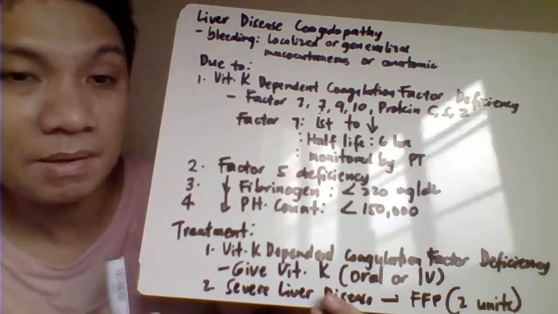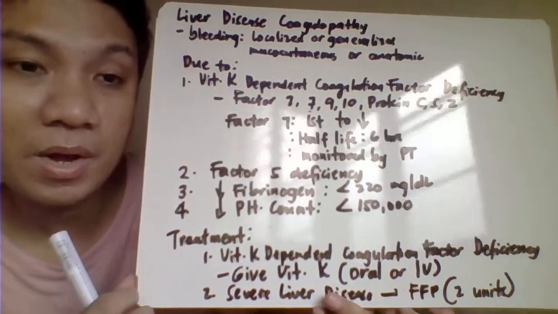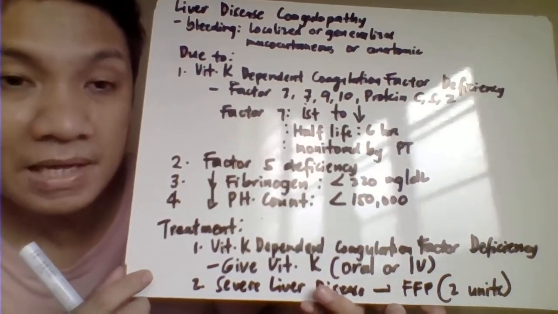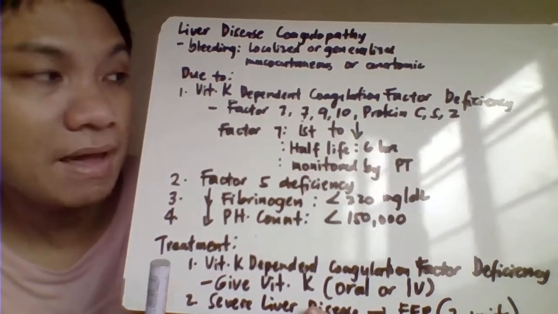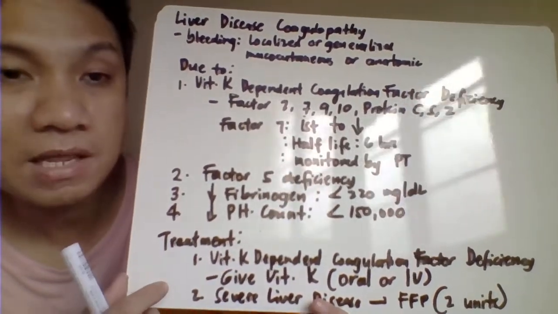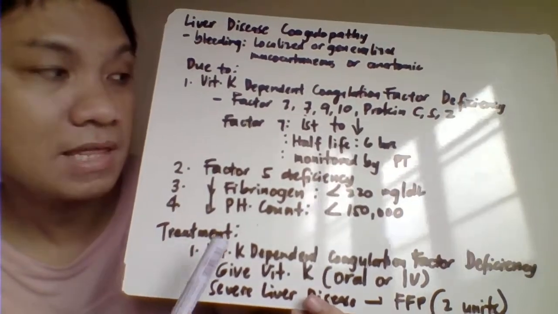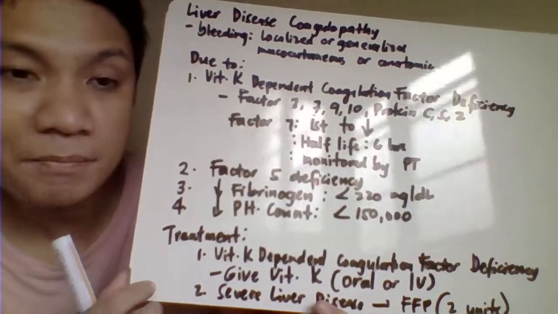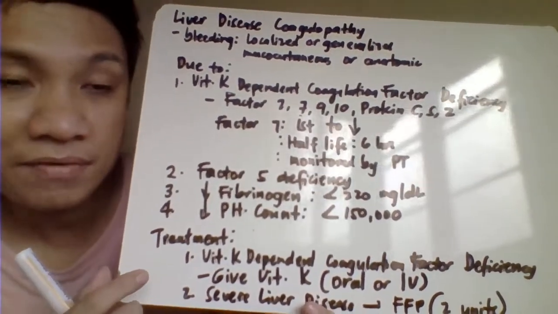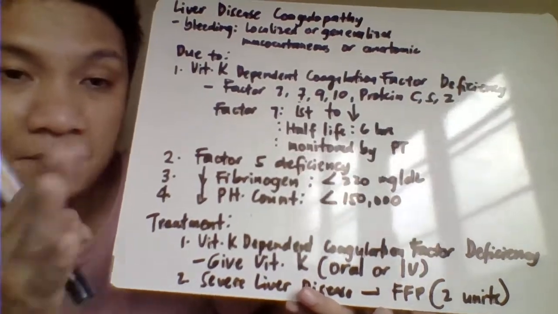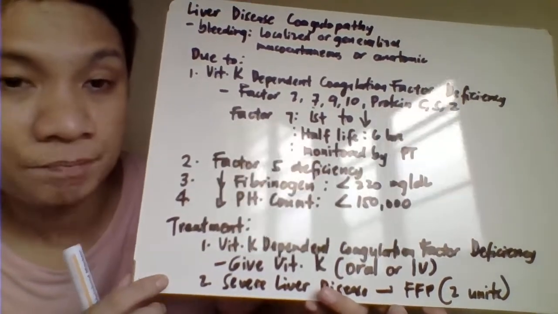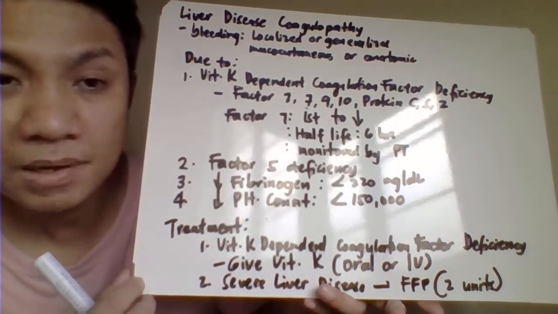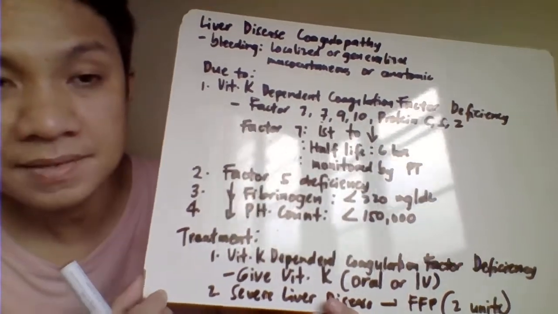Okay, so these are the reasons why you have a bleeding manifestation if you have a liver disease. The first one, the patient suffers here with vitamin K dependent coagulation factor deficiency. Your vitamin K dependent coagulation factors include your factor 2, 7, 9, 10, protein S, protein C, and the protein Z. Of all your vitamin K dependent coagulation factors, factor 7 is the first to be decreased because siya yung konti lang na half-life. Usually after 6 hours, mag-decrease na kanyang concentration.